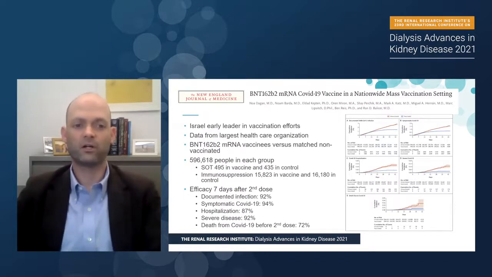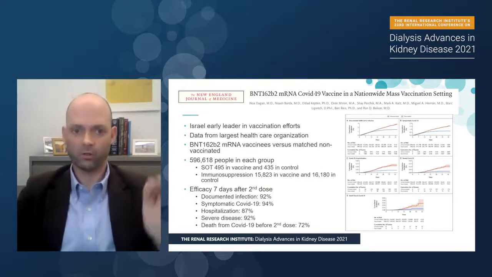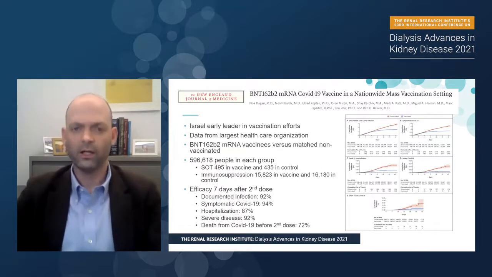And this is data from its largest health organization, which used primarily the Pfizer vaccine. So they compared the Pfizer vaccinees versus matched non-vaccinated individuals. And remarkably, they were able to follow and have data on over 500,000 patients in each arm, so over 1 million people whose outcomes they were able to look at. They included several categories in terms of comorbidities, including heavily immunosuppressed individuals, solid organ transplant recipients, and others. So they were looking at efficacy 7 days after the second dose, keeping similar to the phase 3 trials.